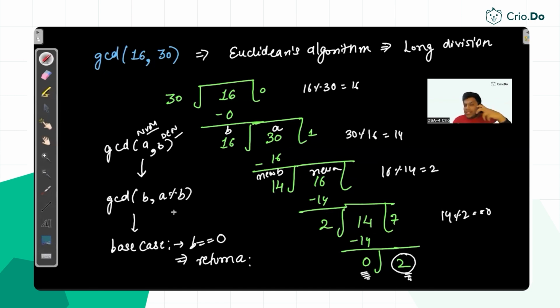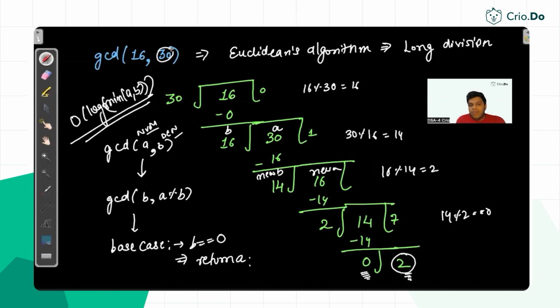So what is the time complexity to calculate GCD of two numbers? It is order of log of minimum of A comma B, where the minimum of A comma B in this example will be 16. The GCD of two numbers can never become more than the smaller number. GCD of 16, 30 can never become more than 16. So having said that, we know how to do GCD. It is just 2 lines of code. One line will be the recursive call, another line will be the base case. In logarithmic time, we know how to find GCD.